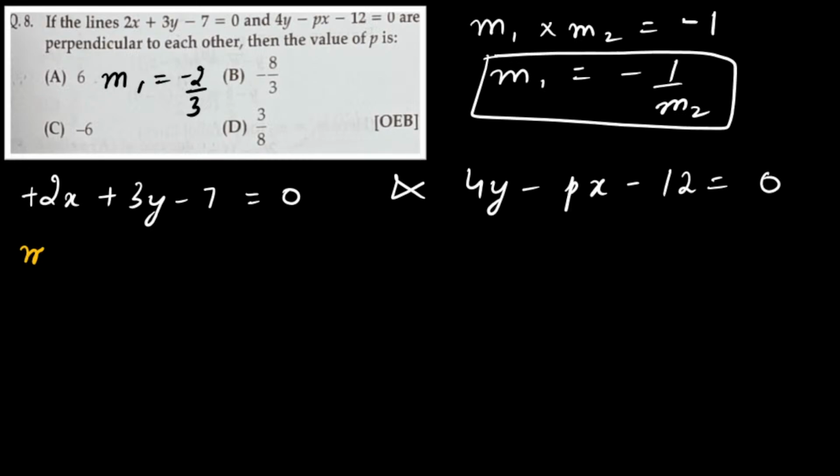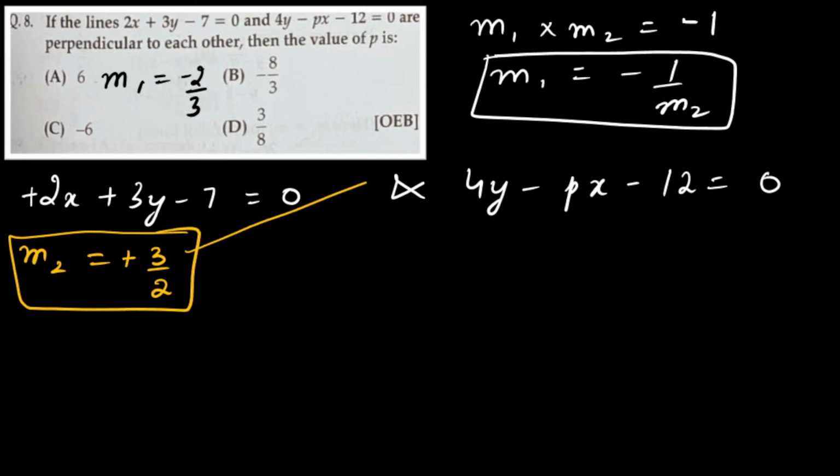So directly I can write m2 is the negative reciprocal. Negative reciprocal means this negative sign we have to change to positive, and take the reciprocal of the given number. So 2 by 3's reciprocal is 3 by 2. So the slope of the second line, because it's perpendicular to this line, will be plus 3 by 2. Yes, positive 3 by 2.